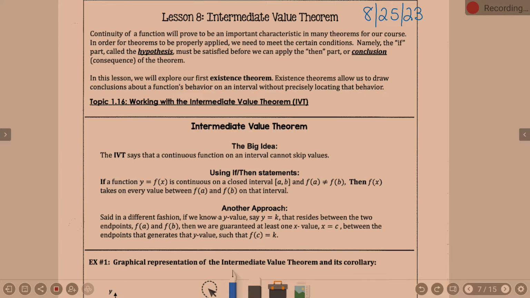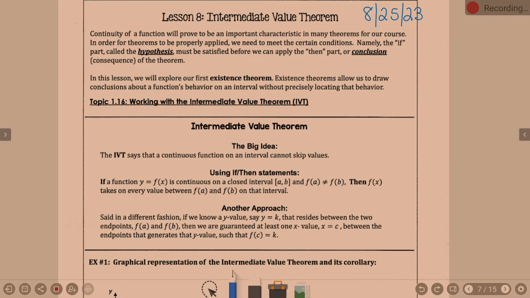But this is our intermediate value theorem. Continuity of a function will prove to be an important characteristic in many theorems for our course. In order for theorems to be properly applied, we need to meet certain conditions. Namely, the if part, called the hypothesis, must be satisfied before we can apply the then part, or the conclusion. In this lesson, we explore our first existence theorem. Existence theorems allow us to draw conclusions about a function's behavior on an interval without precisely locating that behavior.